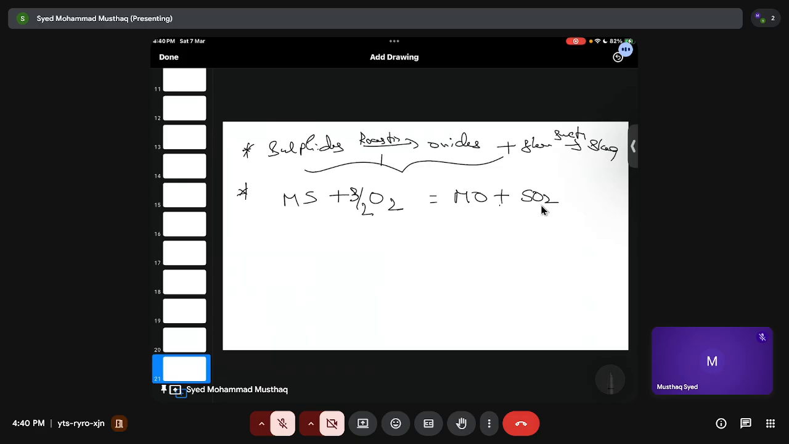This is dead roasting, and sulfation is nothing but forming a sulfate. Remember, whenever you have a metal oxide that reacts with sulfur oxide plus oxygen, that will give you a sulfate. So this is one reaction. In chloridizing roasting, you are trying to form chlorides.